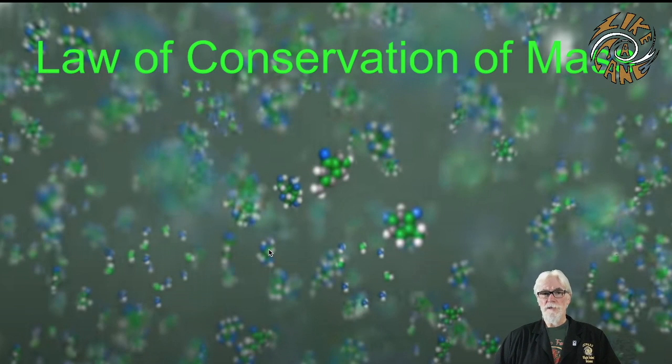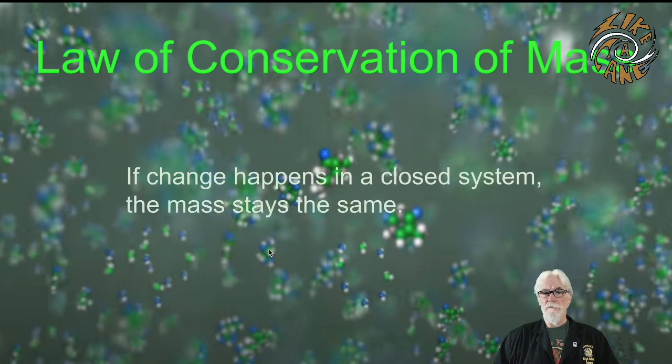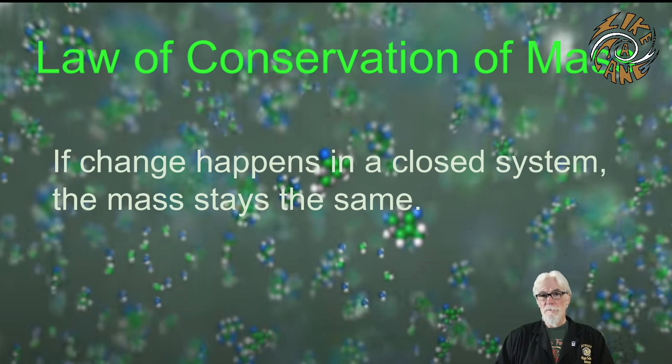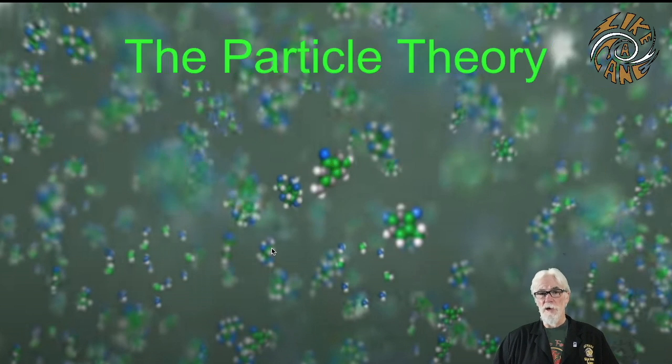So the first thing that we learned was the law of conservation of mass. We found by experimentation with several different kinds of systems that if a change happens in a closed system, the mass stays the same. The only times that we saw changes in mass was when we didn't have a closed system. And when we closed the system, we were able to find that the law of conservation of mass, to our ability to measure, always held. There's an explanation for that.